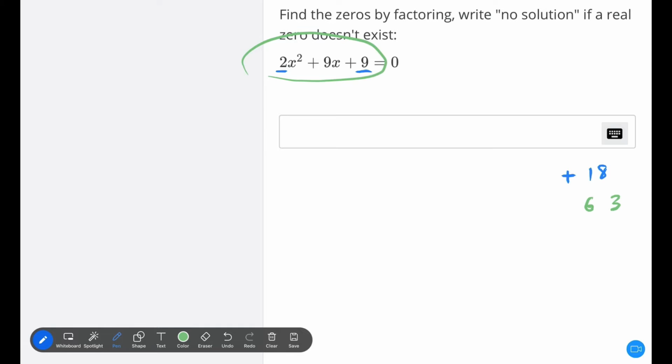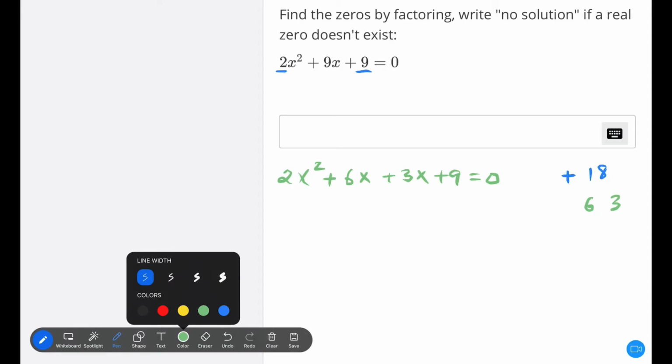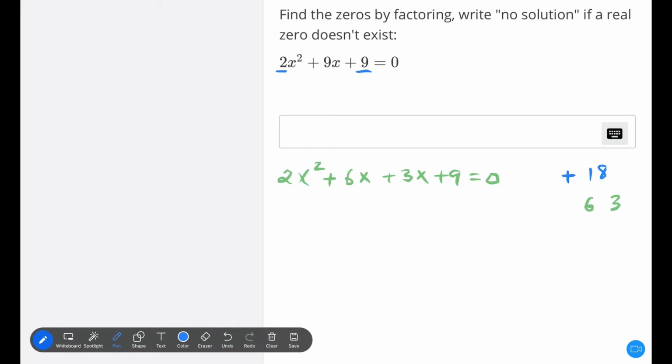So we are going to rewrite this using 3 and 6. That's 2x squared plus 6x plus 3x plus 9 equals 0. The highest common factor between 2 and 6, that's 2, and also x. So 2x. Alright, 2x squared divided by 2x, what we have is 1x, so we call it x. 6 divided by 2 is 3. Bring down the plus sign.